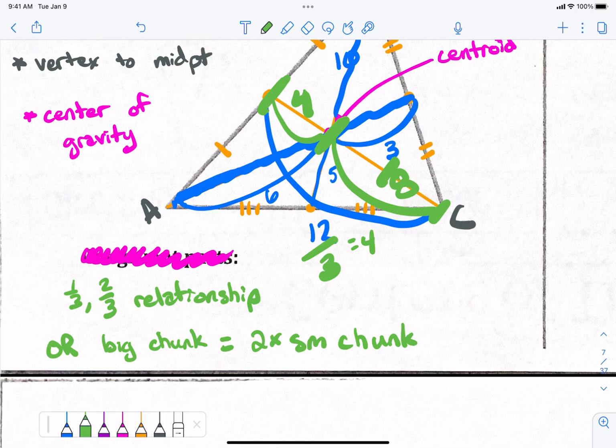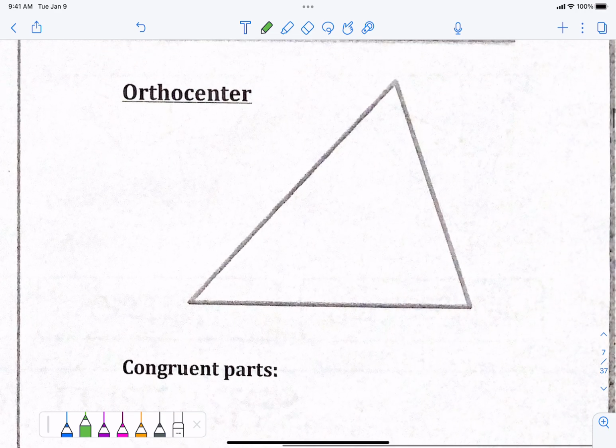In order to make it thirds all the way across. So that's kind of how that works. Got it? They're going to ask us questions like that on the homework, okay? Let's go over to what an orthocenter is. This is the last one.